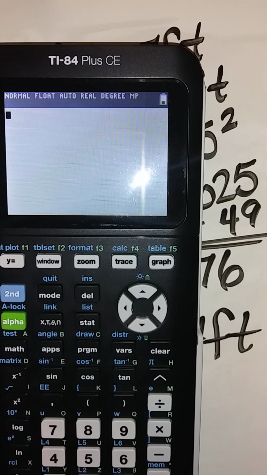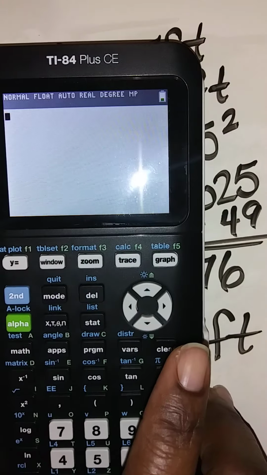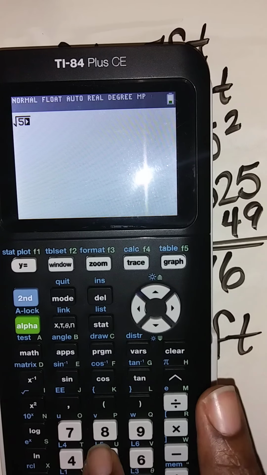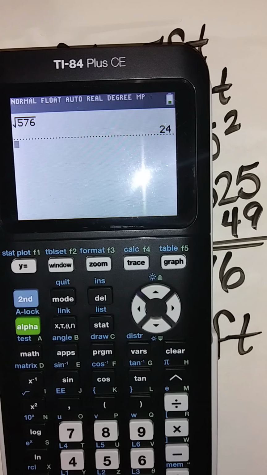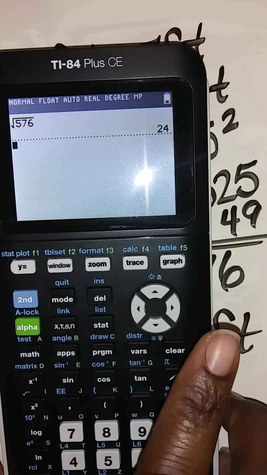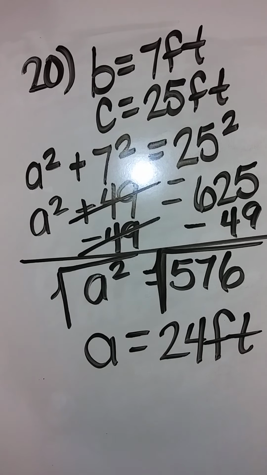Okay, so the first part was I took the square root of 576. So to take the square root of 576, you say second, x squared, and then you type 576. And equal, and I get 24. And that's how you find it. Very easy. So you say second, hit that x squared button, and then you type in 576, enter. You hit enter at the bottom, and it'll get you to your answer, which is 24. Very easy on the calculator.